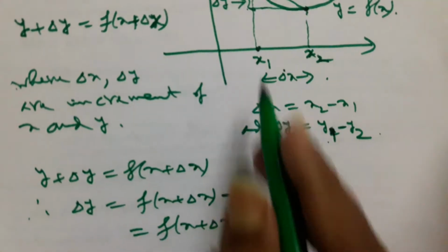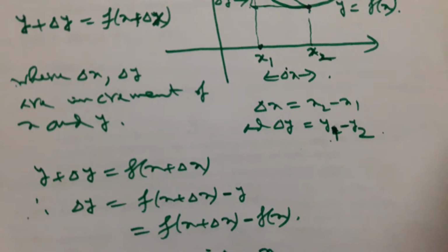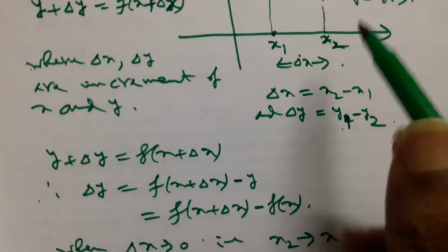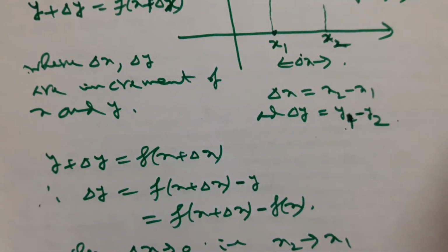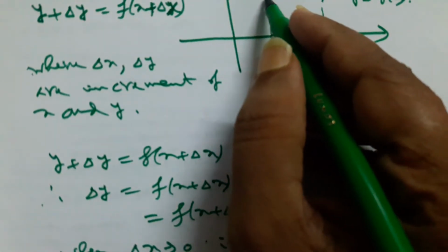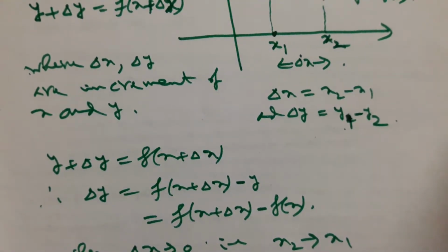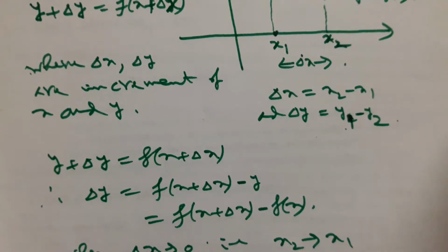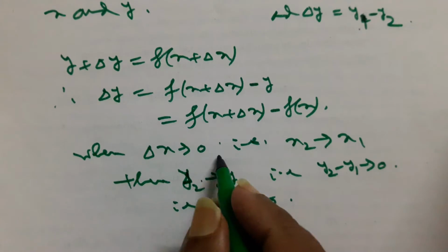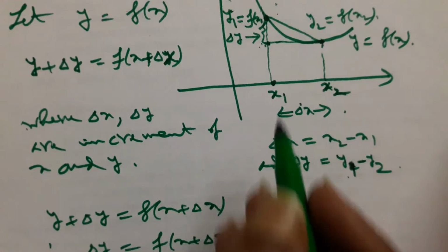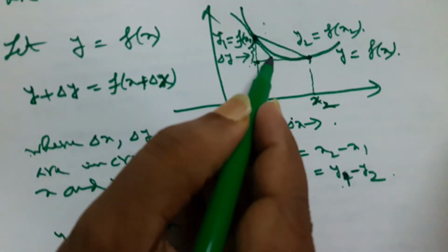We know the value of del x; when del x tends to 0, that means x2 tends to x1, because x2 minus x1 tends to 0, then we can say y2 tends to y1. That is, y2 minus y1 tends to 0, that is del y tends to 0. So what we conclude is, when del x tends to 0, that means x2 tends to x1, then y2 tends to y1. That means this curve is converted to a tangent simply.